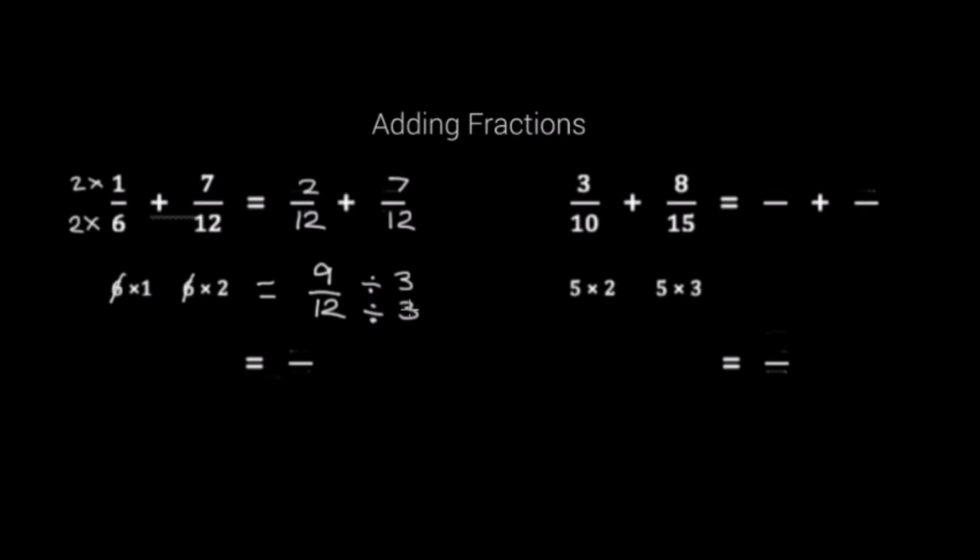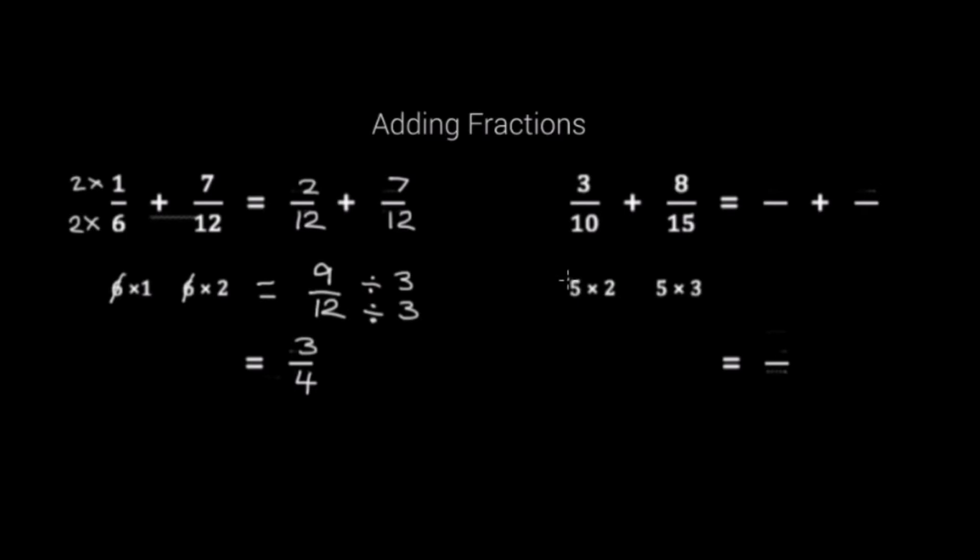And so our final answer: 9 divided by 3 is 3, which is the top of the fraction, and 12 divided by 3 is 4. So 1/6 plus 7/12 equals 3/4. We'll do another example. Again, we look at the difference. 10 from 15 is 5.